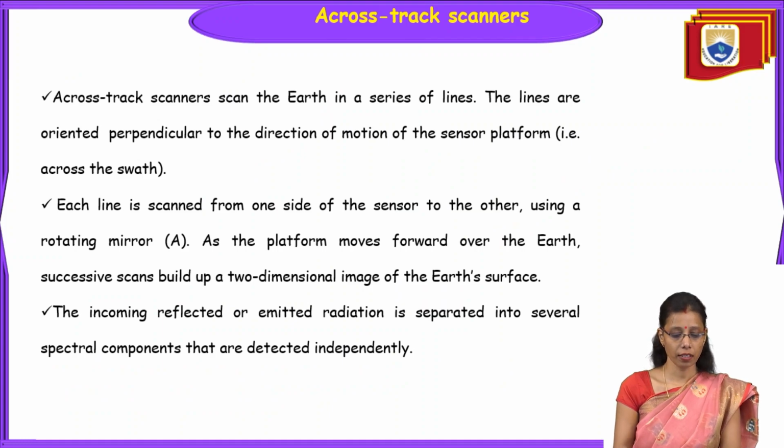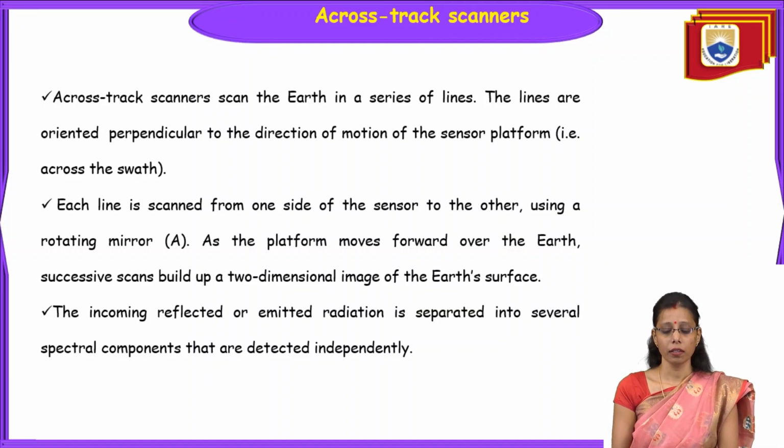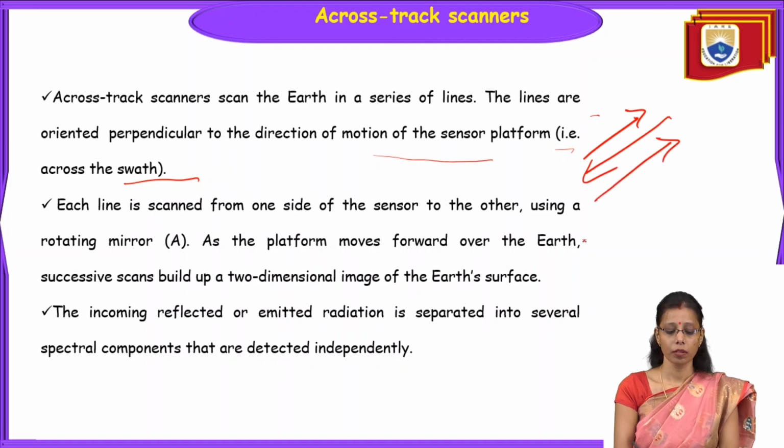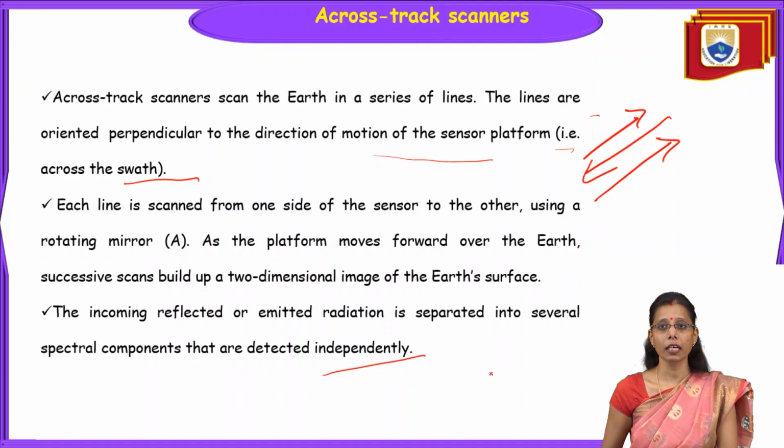Now across the track scanners scan the earth in a series of lines, and the lines are oriented perpendicular to the direction of motion of the sensor platform, that is, across the swath. Each line is scanned from one side of the sensor to the other side using a rotating mirror. One side to the other side means it is crossing like this. The successive scans build up a two-dimensional image of the Earth's surface. The incoming reflected or emitted radiation is separated into several spectral components that are detected independently.